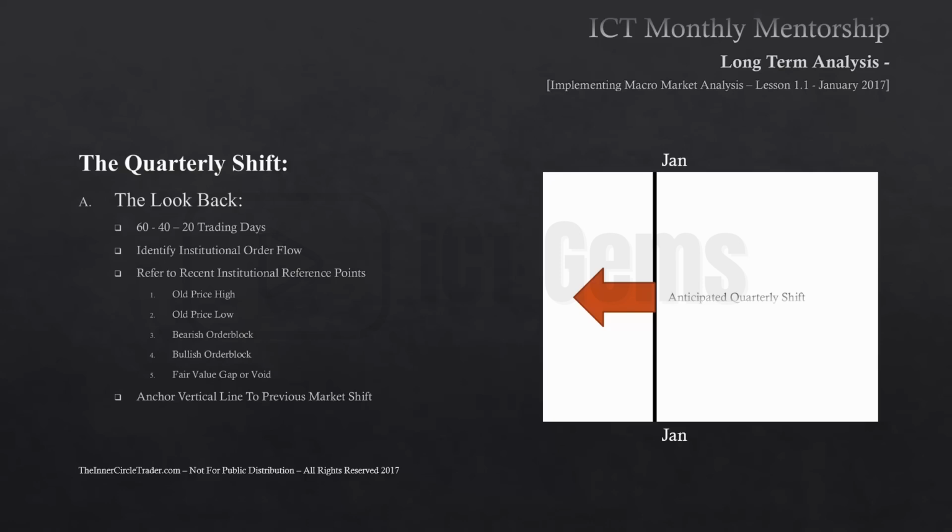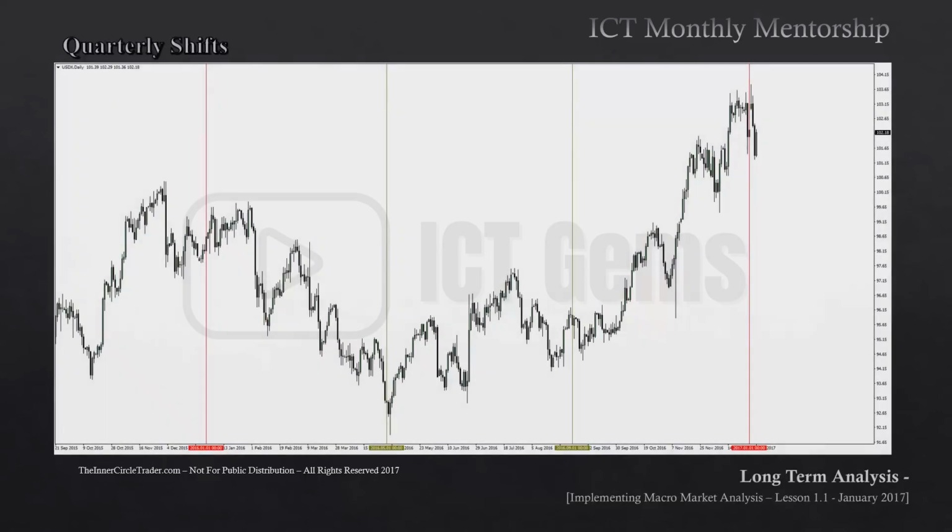And I'd be looking for, over those 3 months, where's the high and where's the low. If the market has been trading higher, I'm going to frame everything off of the market low. If it's been trading lower, I'm going to frame everything off of the market high. Once you do that, what you're doing is you're anchoring your vertical line to a previous market structure shift.